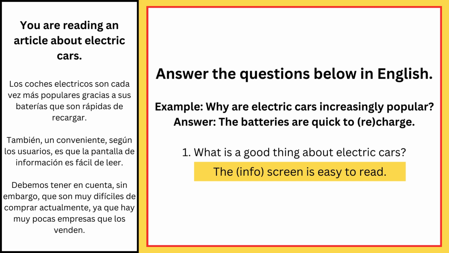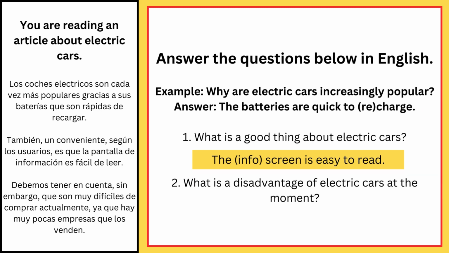Number 2 now is, what is a disadvantage of electric cars at the moment? Again, now we've seen in the example, it's something to something. Again, in number 1, easy to read. So we've got quick to recharge, easy to read. So it's got to be something that's bad.